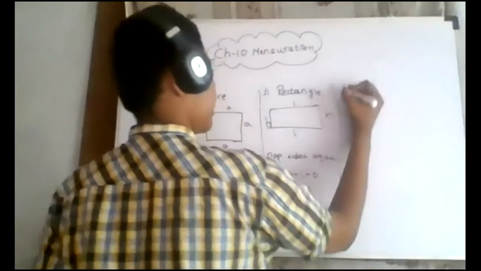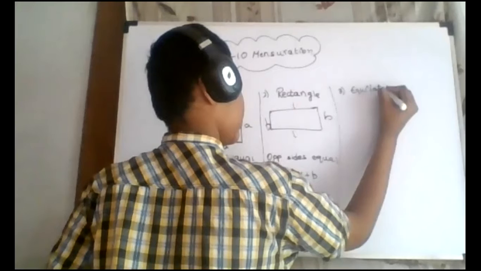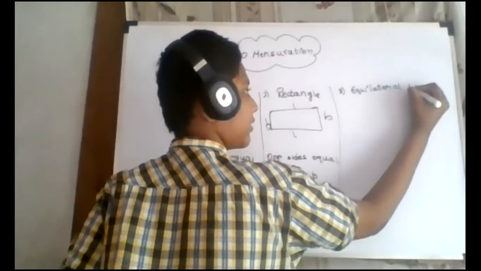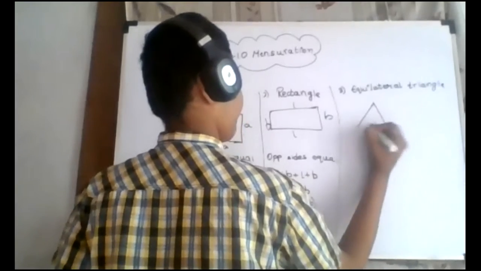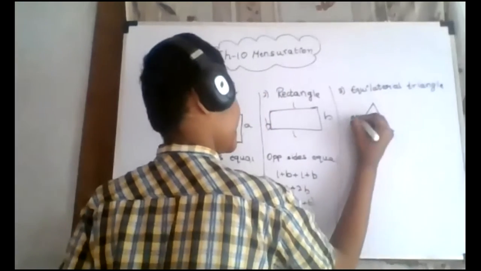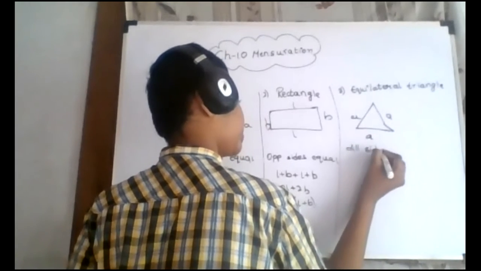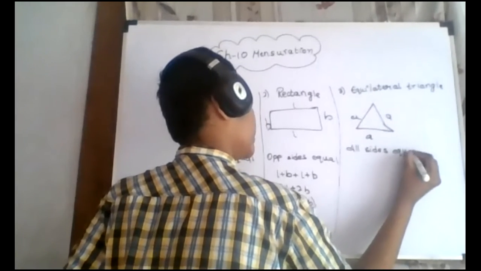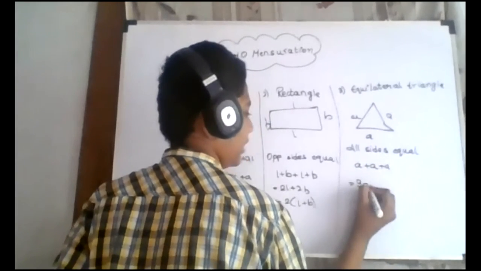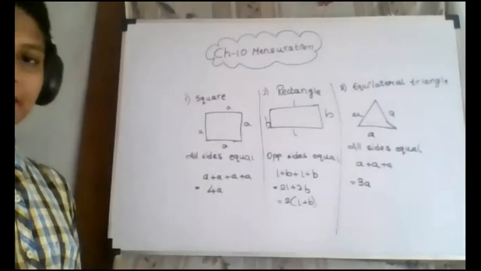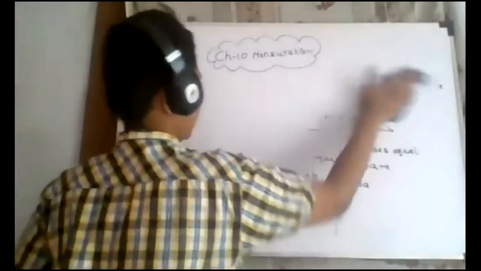The next shape that we are going to discuss is the equilateral triangle. A, A, A, all sides equal. So the perimeter is A plus A plus A, that is 3A. These are the main three shapes we have to learn in order to find the perimeter.